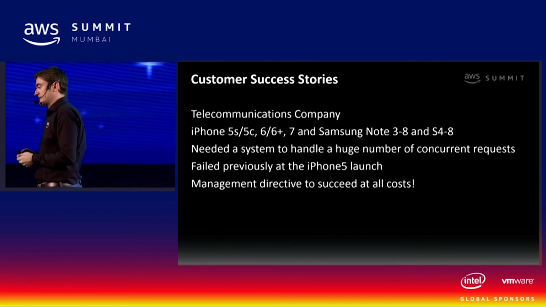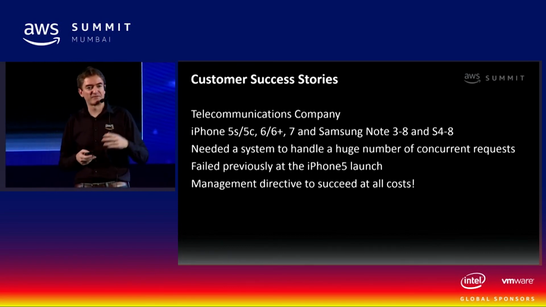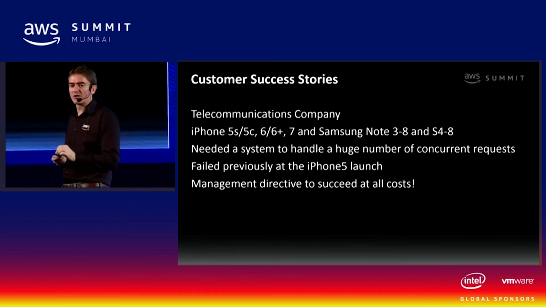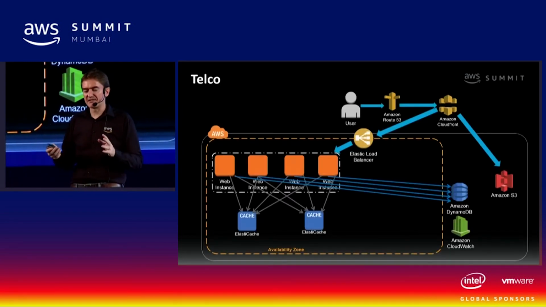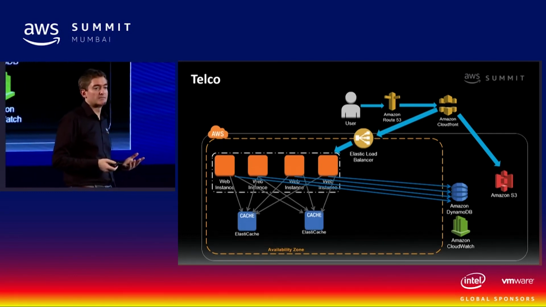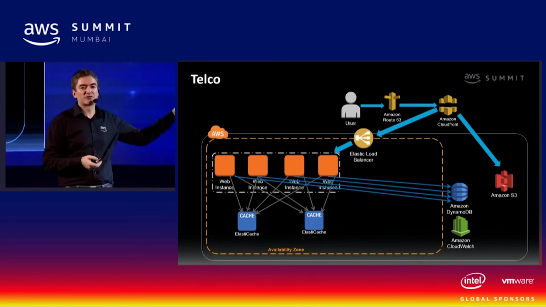They'd failed previously on the iPhone 5. If you went to their Facebook page, it was pretty horrific in terms of all the comments that were there. So they wanted to succeed at all costs. So we built an architecture that you can see here that does not even have a relational system. It purely uses DynamoDB with a cache.